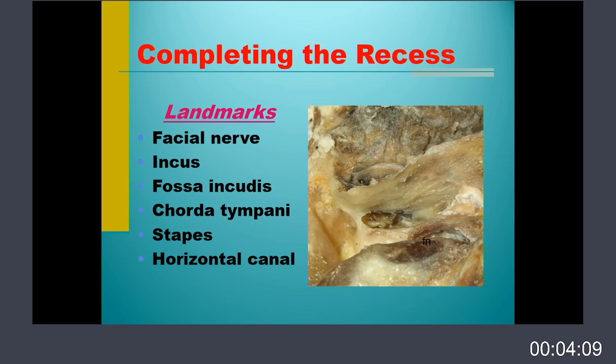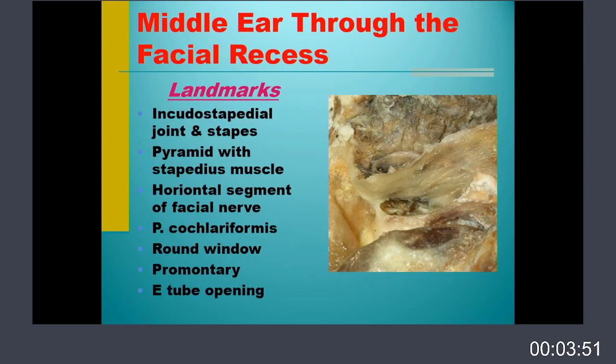So in this, we can see the various structures. We can see the incudostapedial joint. We can see the promontory, we can see the handle of malleus, and sometimes we are able to see the horizontal portion of the facial nerve as well, and the processus cochleariformis also. Again, these are the various things. Sometimes, if we do the extended posterior tympanotomy, we are able to see the opening of the eustachian tube as well.